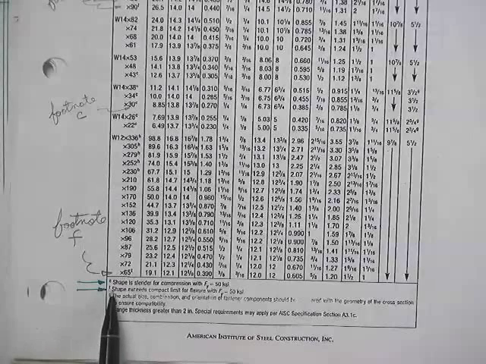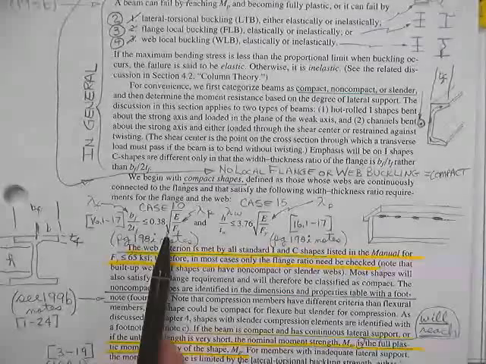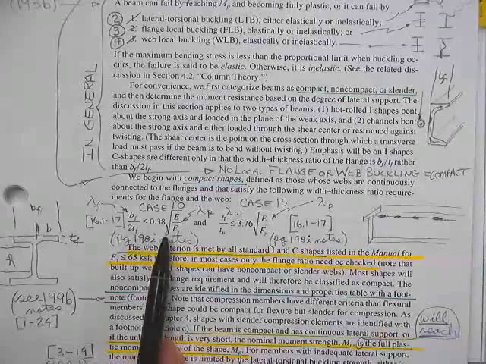Superscript F, but it's footnoted down here. Shape exceeds compact limit for flexure when your F sub Y is 50 KSI. So you can tell if you've got problems. You don't have to actually calculate this number and that number and see if it's less. You can go to the table for that beam and see if it's got problems. If it's got problems, it's got problems.